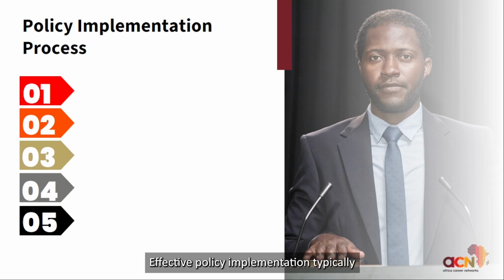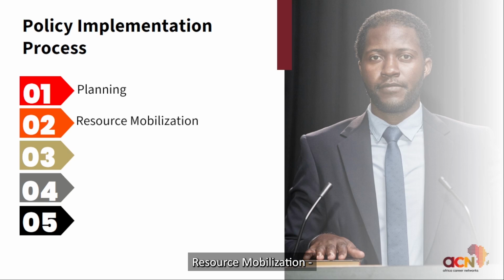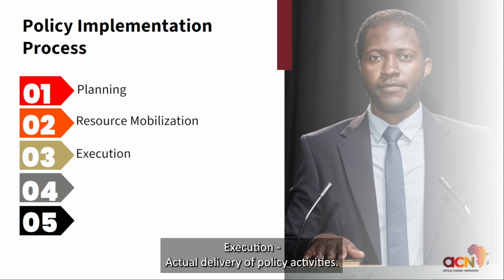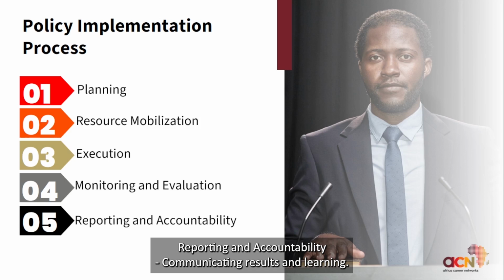Effective policy implementation typically follows a 5-stage process. 1. Planning, detailed preparation and coordination. 2. Resource mobilization, securing important inputs. 3. Execution, actual delivery of policy activities. 4. Monitoring and evaluation, tracking progress and impact. 5. Reporting and accountability, communicating results and learning.